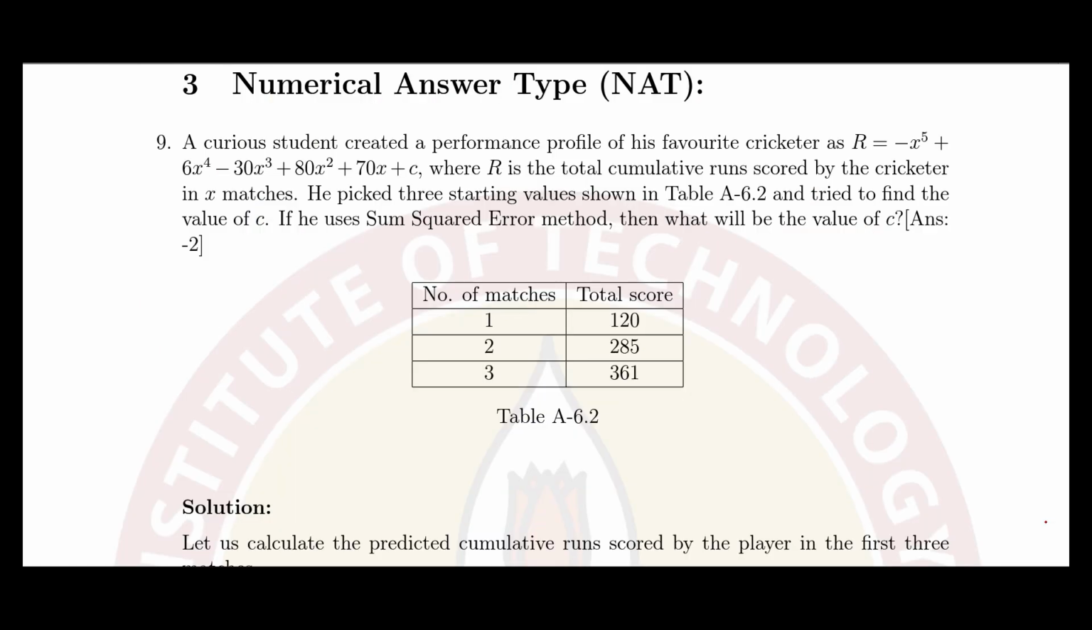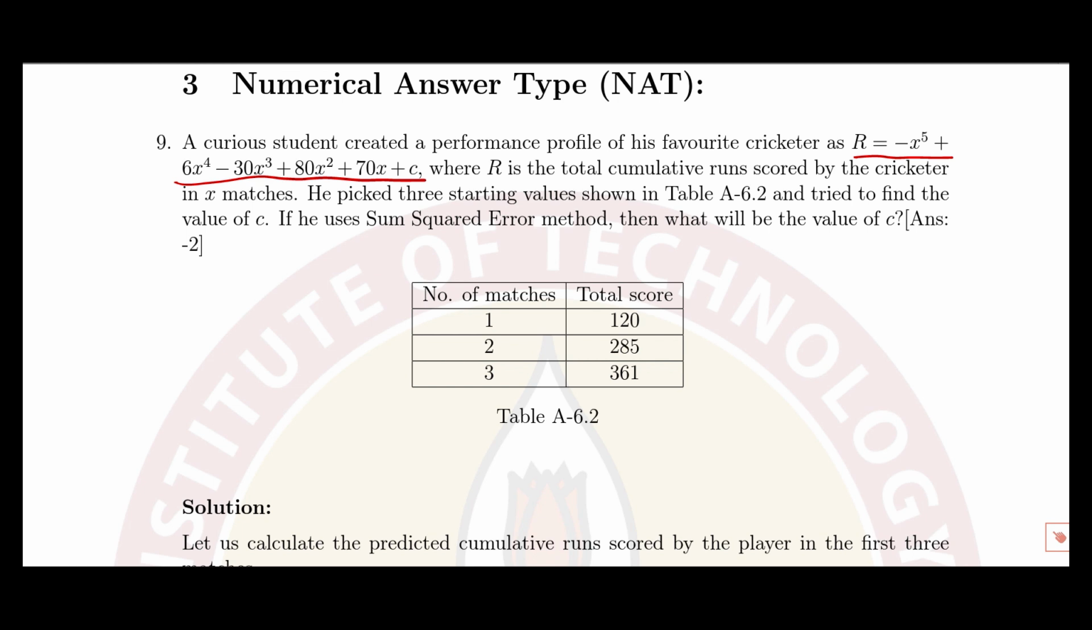Now let us see the numerical answer type questions. A curious student created a performance profile of his favorite cricketer as R = -x^5 + 6x^4 - 30x^3 + 80x^2 + 70x + c, where R is the total cumulative runs scored by a cricketer in x matches. He picked 3 starting values shown in table A 6.2 and tried to find the value of c. If he uses the sum squared error method, then what will be the value of c?